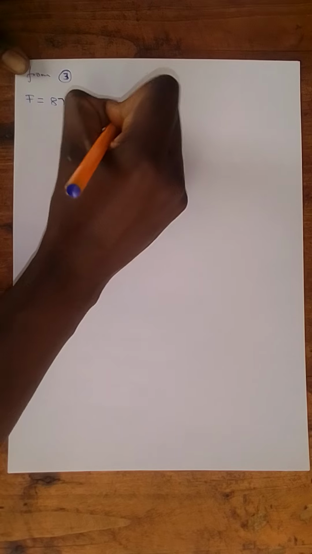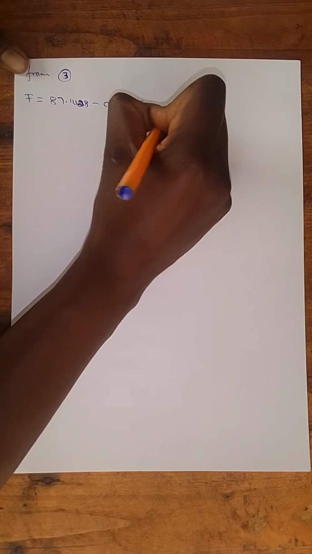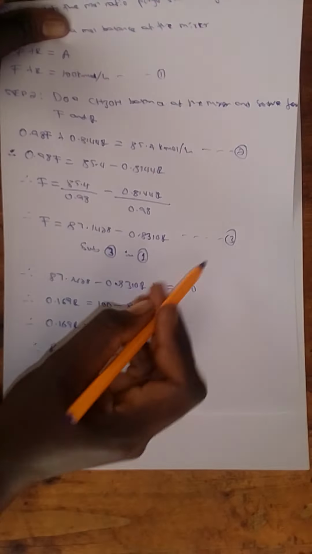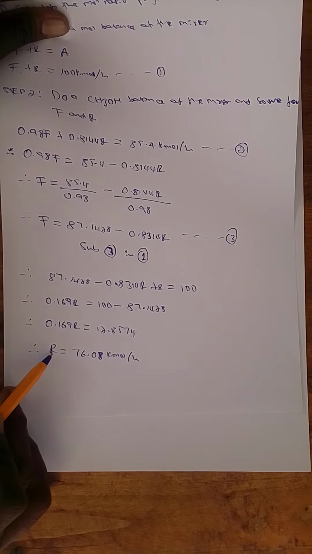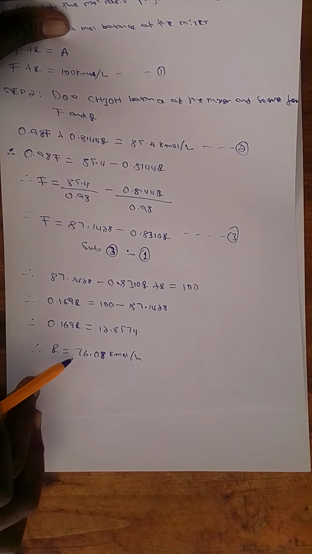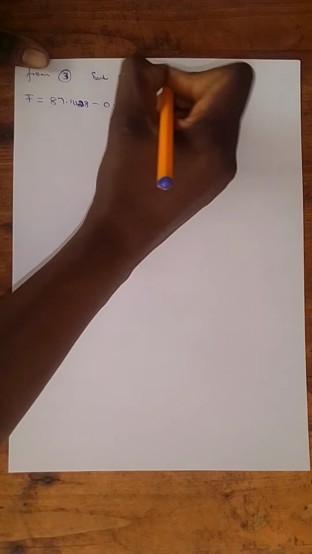87.1428 minus 0.8310 multiplied by 76.08. Let me just bring it here. So this is actually equation 3. What I did, I just took R and substituted it in equation 3. Or let me just say substitute R in 3. Right? I think it's easier that way. But either way, it should be much more clearer.